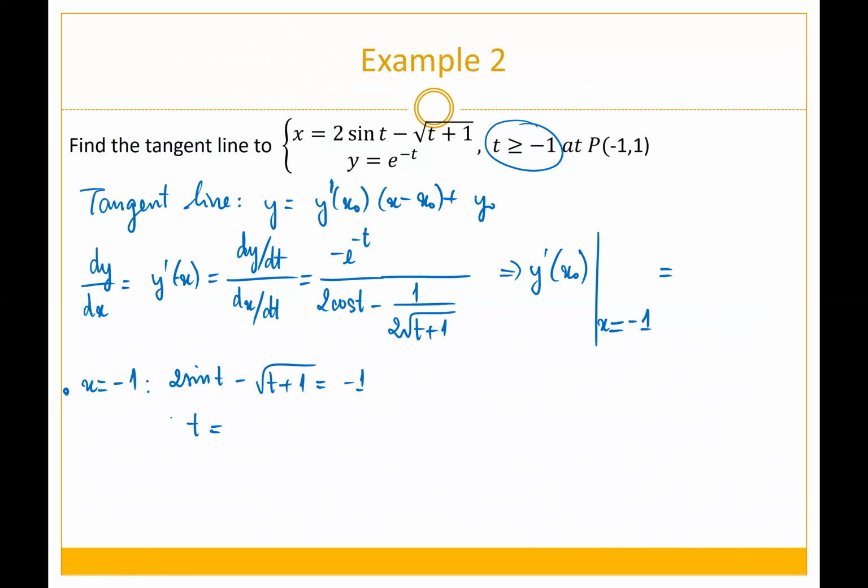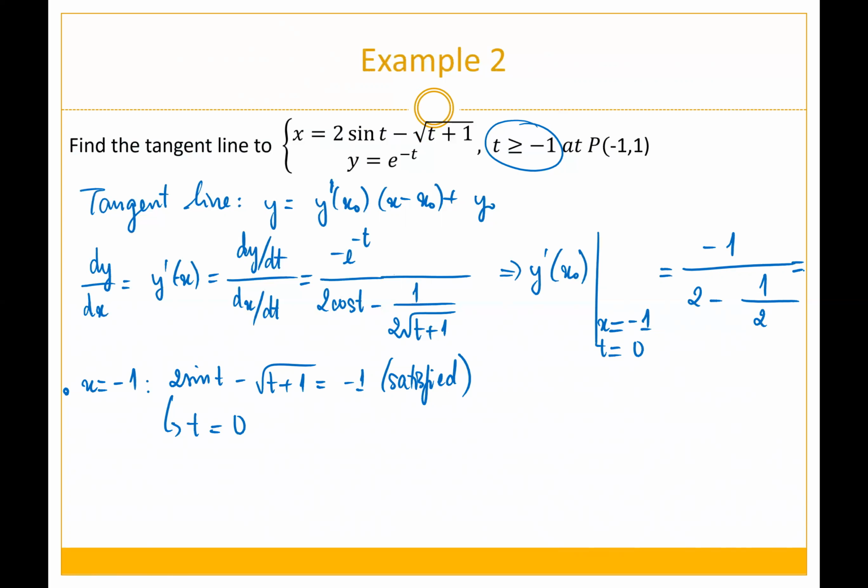And so when I plug in t equals 0, I'm going to have this equality satisfied. So at x equal to negative 1, t equal to 0. And so we're going to plug t equal to 0 here. We have negative of 1, because e to the 0 is 1, over 2 cosine of 0, which is 2, minus 1 over 2.